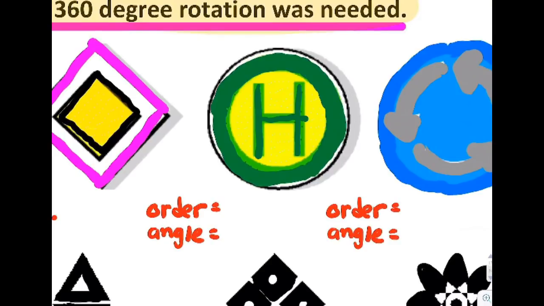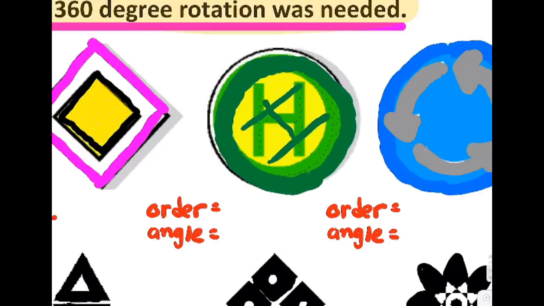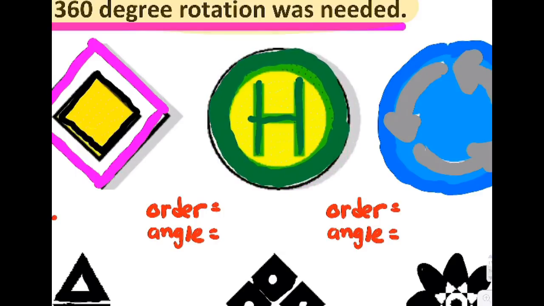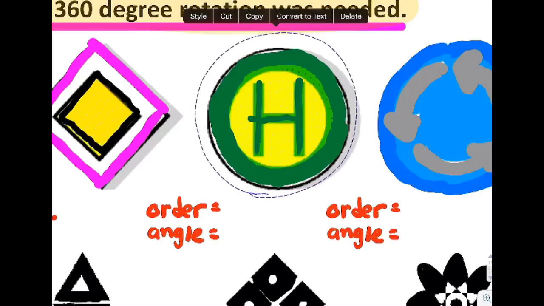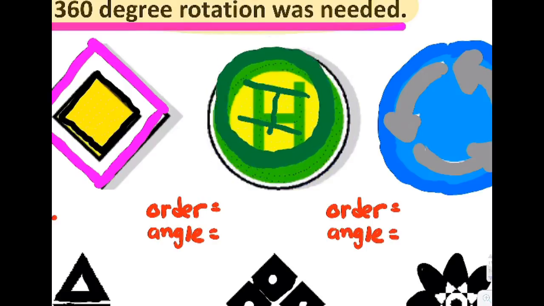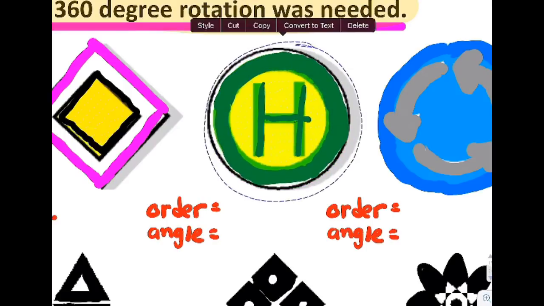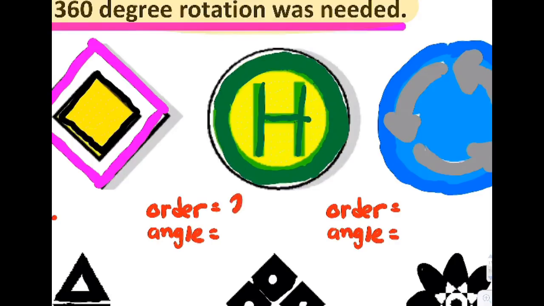Then there's this green H. There's 1 position, and it's not until that it happens again. So there's really only 2, because the next one would be back to where we started. So the order is 2. 360 divided by 2 is an angle of 180.